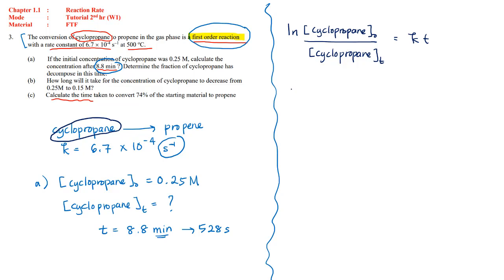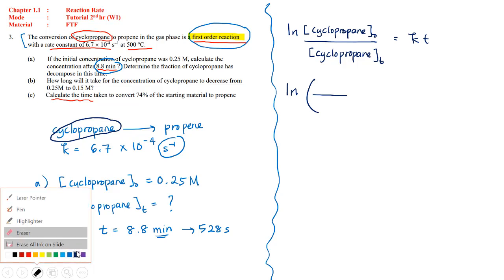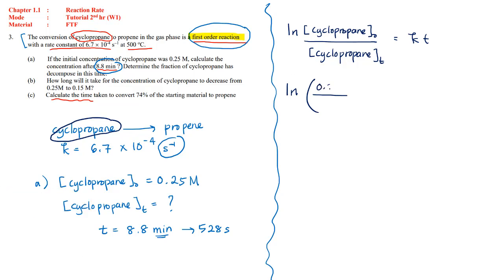And now we are going to calculate, we are going to substitute the values. Alright, so ln 0.25 divided by concentration of cyclopropane at T time equals to kt.